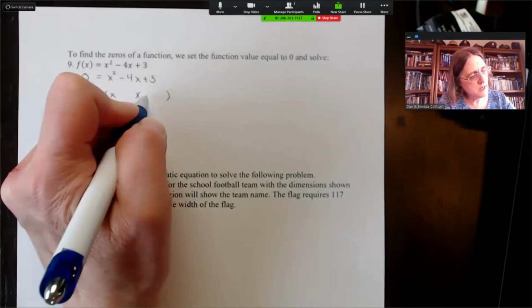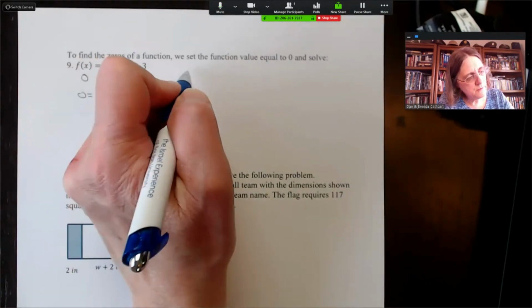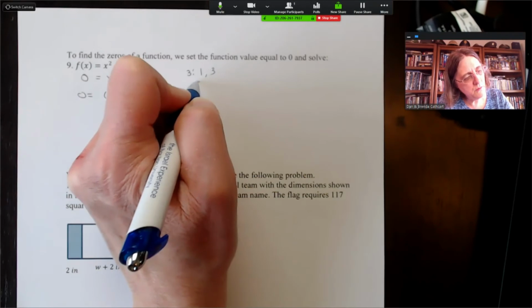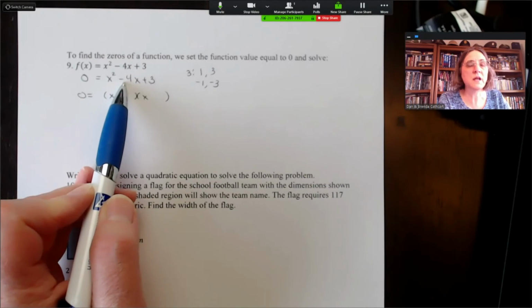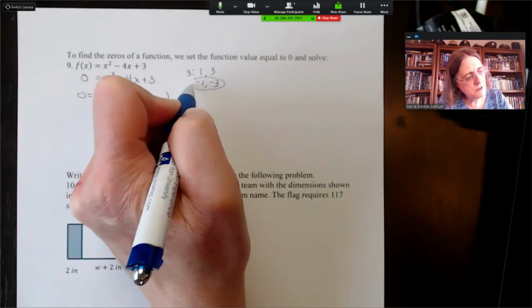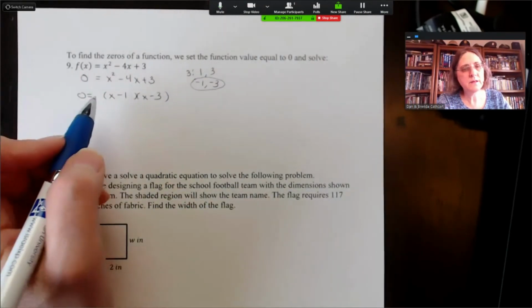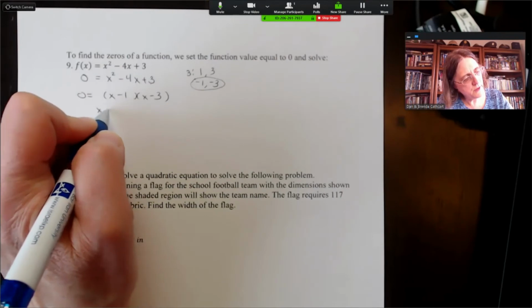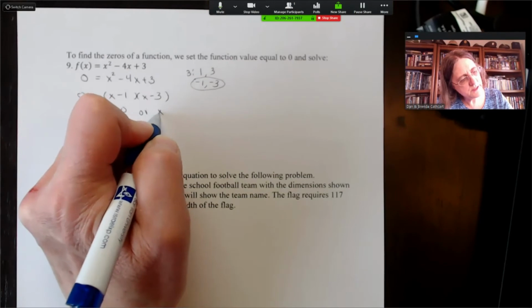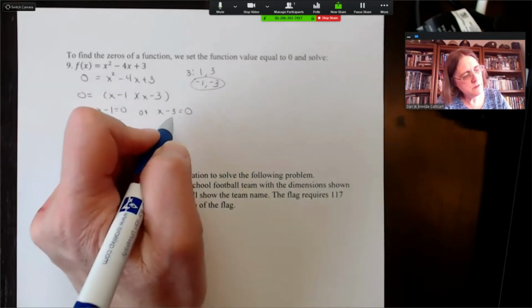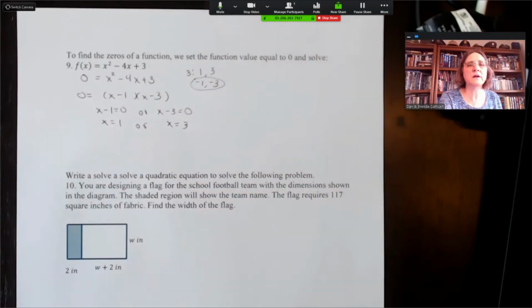x squared is x times x. Our last term is 3. Our factors of 3 would be 1 and 3 or negative 1 and negative 3. We're looking for the pair that adds up to negative 4. So that's the one with two negative factors, minus 1 and minus 3. Set each factor equal to 0. So our factor x minus 1 equals 0, so x is 1. Or x minus 3 is equal to 0, so x is 3. And we have, again, two solutions, x equals 1 or x equals 3.